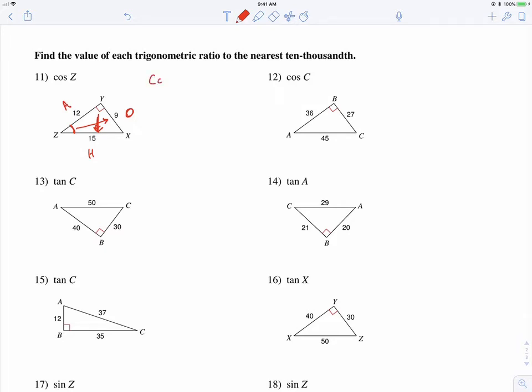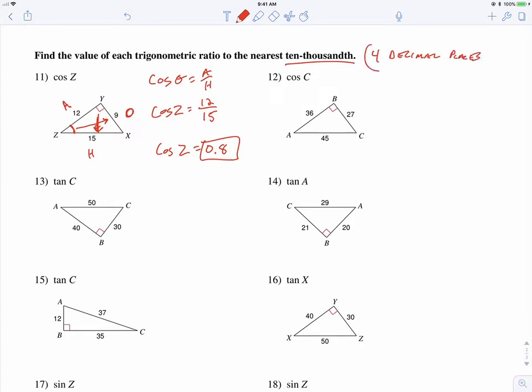So we know that cosine of the reference angle is adjacent over hypotenuse. So if they want cosine of Z, it's adjacent over hypotenuse. That's going to be 12 over 15. And this time they don't want us to reduce it into a fraction. They want a decimal, and they say round to the nearest thousandth. So we're going to say that cosine of Z equals 0.8. So the nearest 10,000th, that's going to be 4 decimal places. That's usually where we carry out these trig ratios too.